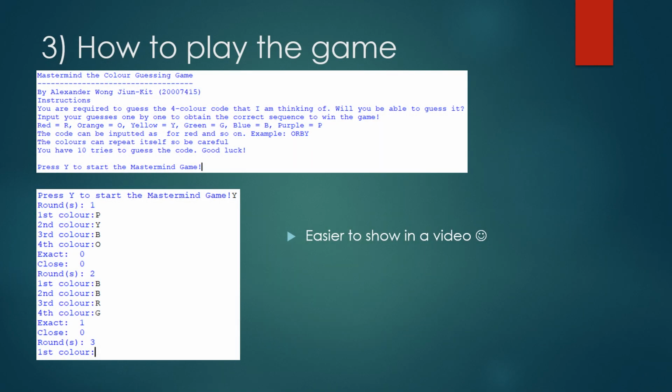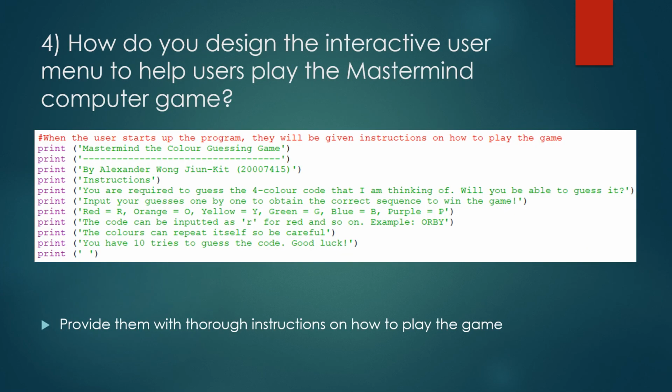Alright, we're back from the Python program. Now, to answer the questions, we shall move forward in the presentation. Question 4 is, how do you design the interactive user menu to help users play the Mastermind computer game? Well, my answer would be to provide them with thorough instructions on how to play the game with the print mechanism to just type out whatever instructions you want them to do for the user interface, as well as the different amount of rounds and the different colors that you can type in.